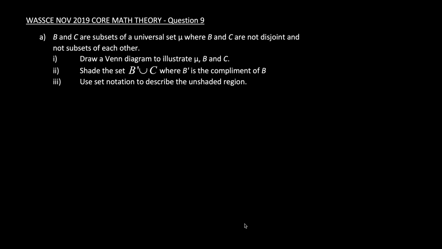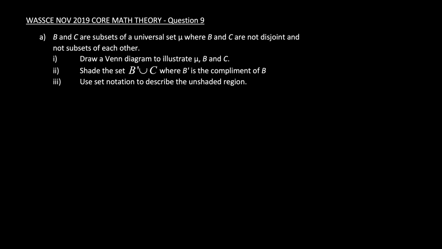So in today's video, we'll be solving question 9 of the 2019 Core Maths Nov-Dec theory questions. Question 9a: B and C are subsets of a universal set mu, where B and C are not disjoint and not subsets of each other. I. Draw a Venn diagram to illustrate mu, B and C. II. Shade the set B complement union C, where B complement is the complement of B. III. Use set notation to describe the unshaded region.